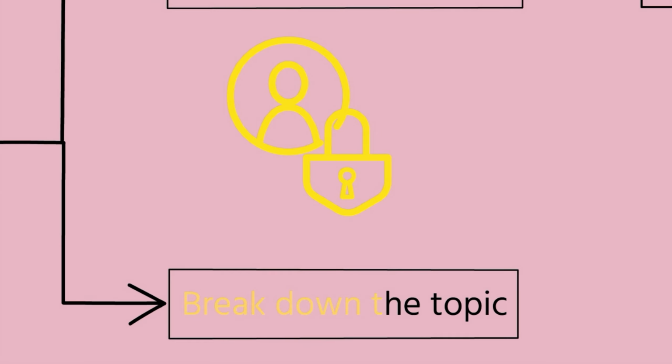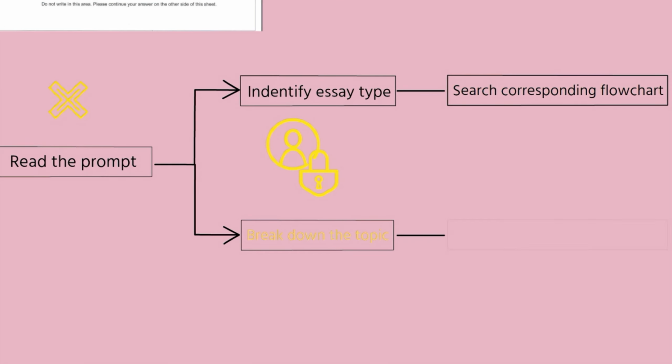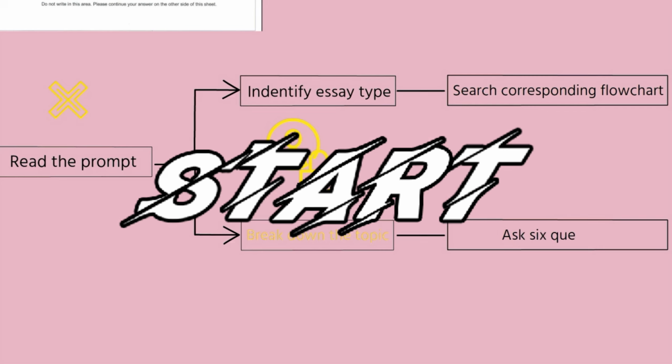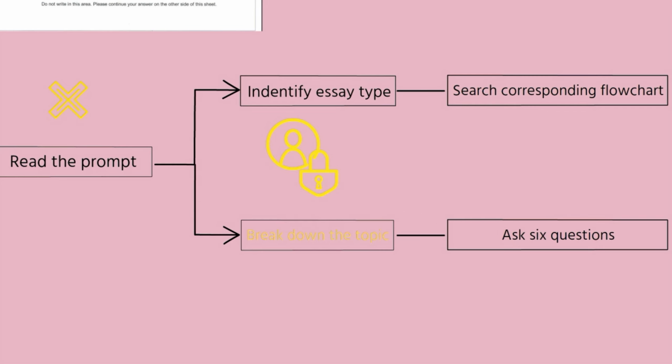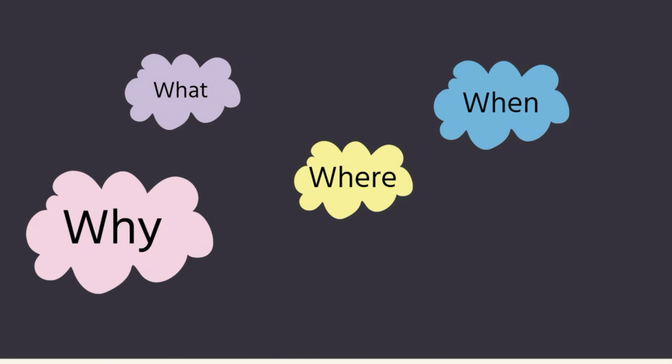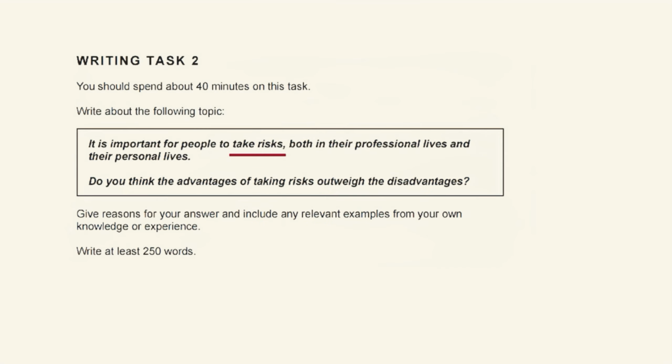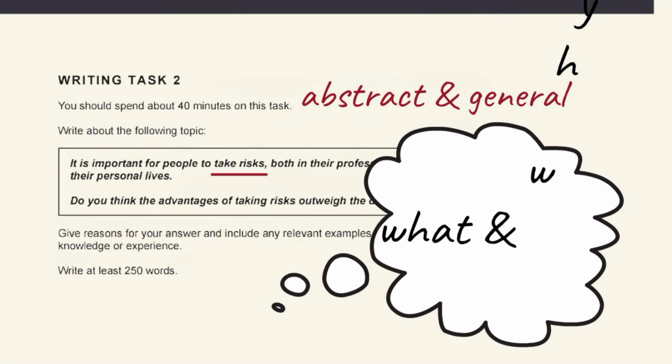I have introduced this technique in earlier videos. To break down a topic, we must turn the general topic into specific examples that can bring us to the starting point of generating ideas. But how? Quite easy. Ask questions. What, why, where, when, who, and how. For this topic, taking risk in life is abstract and general. We can ask 2 questions.